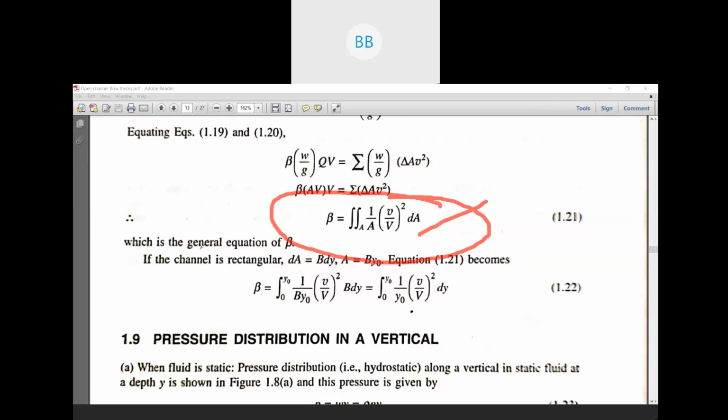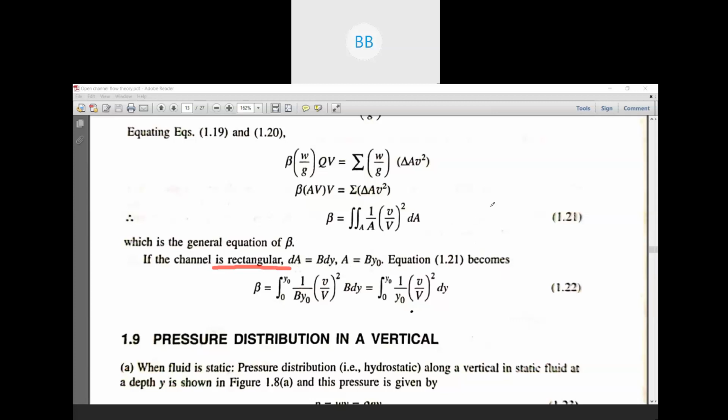Now, for example, if we consider a rectangular channel, these things we have already discussed. For a rectangular channel, the area of a small element is b into dy, whereas the cross-sectional area, capital A, is b into y naught.